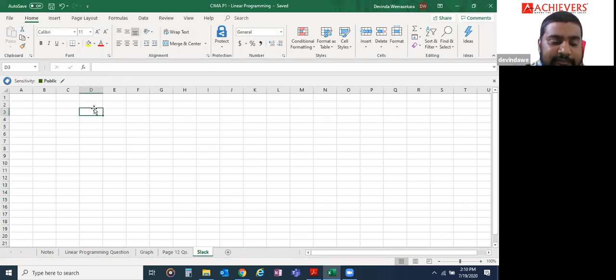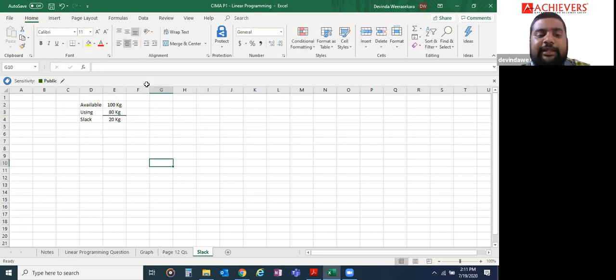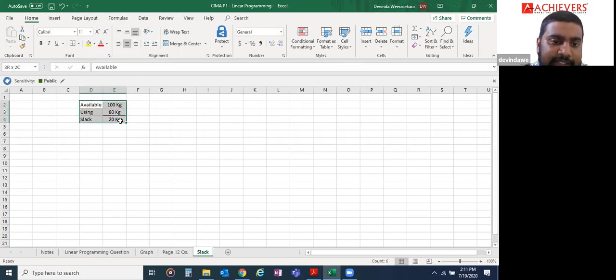For example, let's say you have 100 kilos of raw material available with you, but you are using only 80 kilos. In that case, how much are you underutilizing the resource by? You are underutilizing the resource by 20 kilos. So therefore, slack is 20. Clear? Slack is 20. So basically, slack is the part of a resource that is underutilized. Clear?